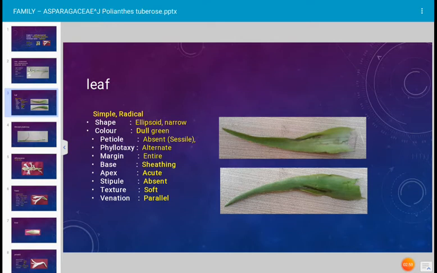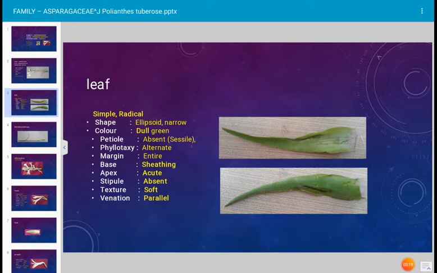How is the phyllotaxy? The arrangement of the leaves is alternate. On the stem the leaves are arranged alternately. The margin of the leaf is entire. It is in continuation, it is an entire margin. The base of the leaf is sheathing.